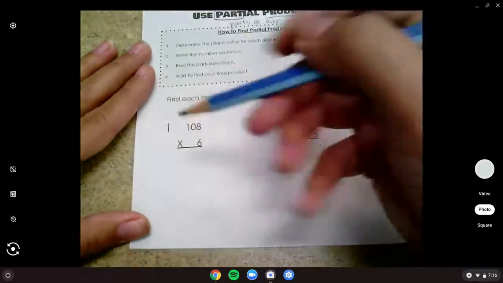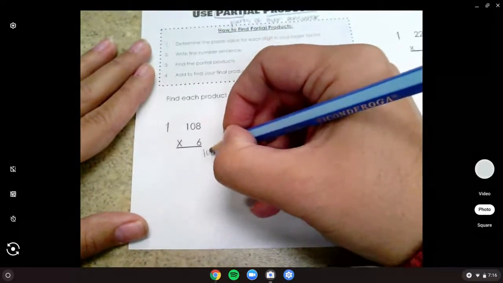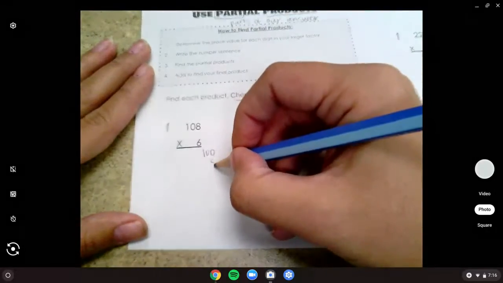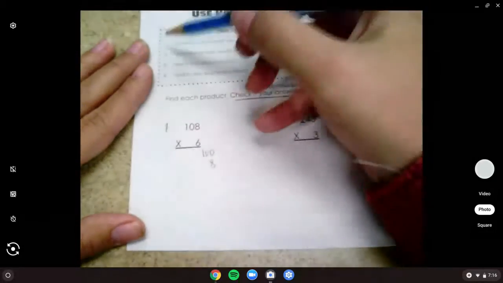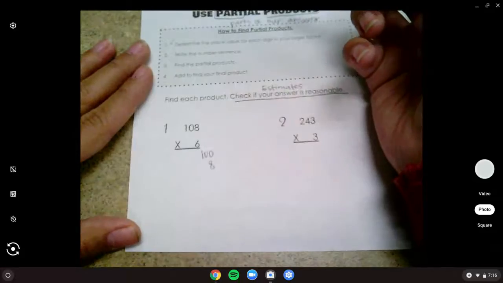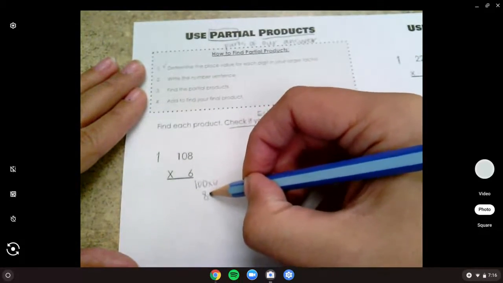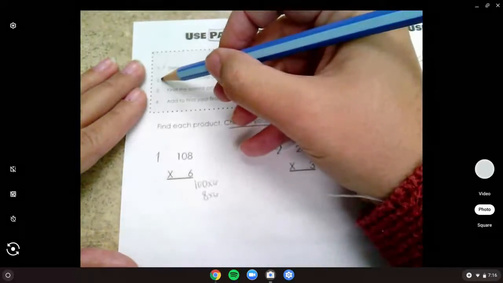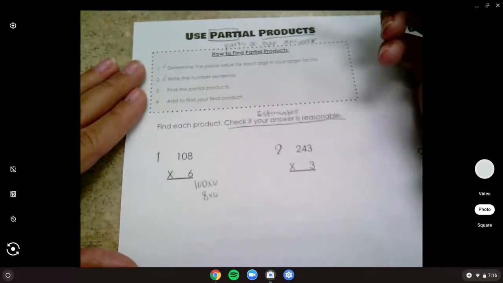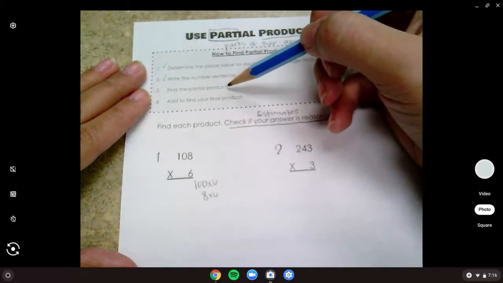So 108, I'm going to split that up into 100, no 10s, so I just need my 8 1s. All right, did step number 1. Now I'm going to write my number sentences, 100 times 6, and 8 times 6. Step number 2 is done. Now I find my partial products.